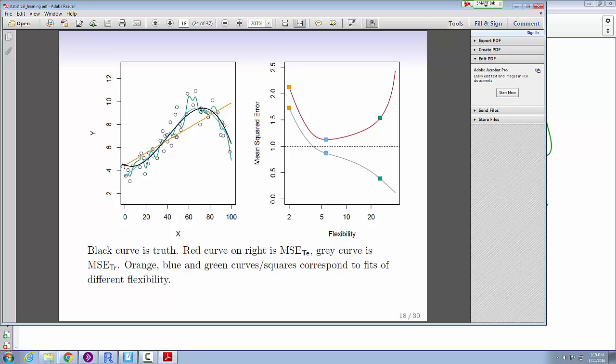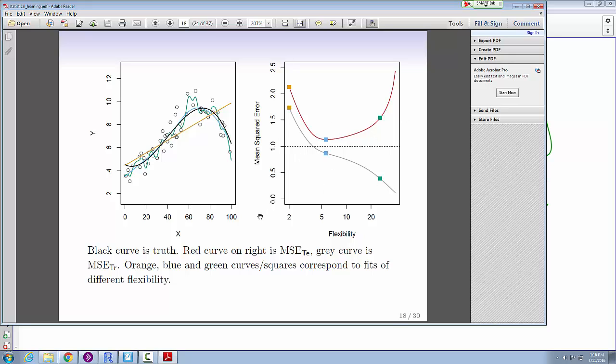The blue curve is a pretty smooth curve. Not linear, but not nearly as wiggly as the green one. The green one is kind of trying to interpolate. It's very flexible. Okay, three different choices. And then let's look at the right panel.